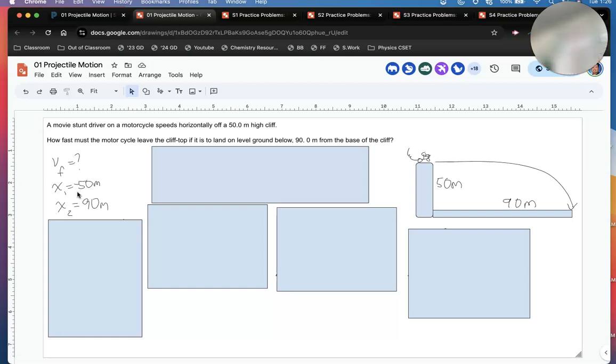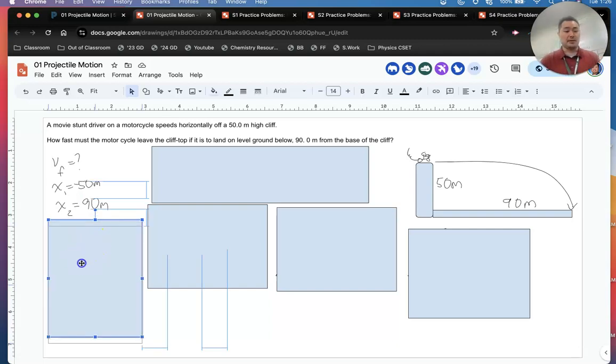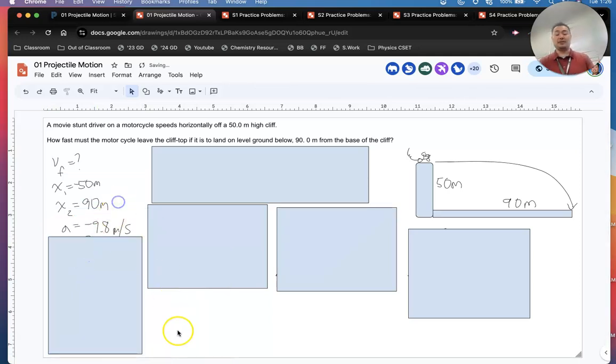And I made mine negative 50, because the bicycle rider is not at the bottom of the cliff, but at the top, and is returning back to Earth. Right? Anytime you go down in elevation like gravity, it's going to be a negative value. So even though my drawing doesn't show negative 50, your information that you list out should say negative 50. Acceleration is the same as always, gravity, negative 9.8 meters per second squared. And we want to solve for velocity.